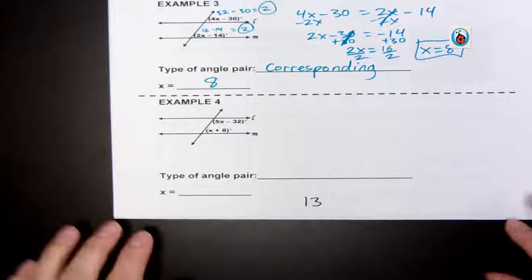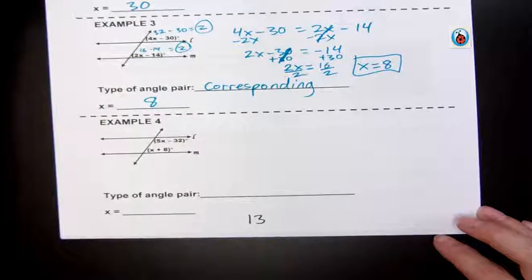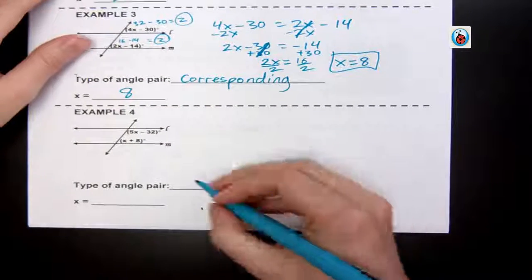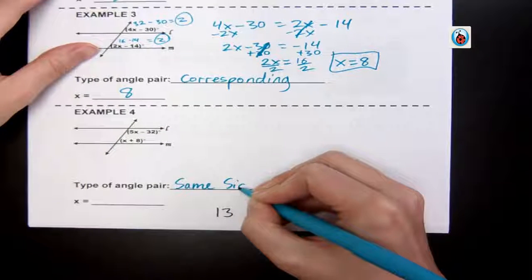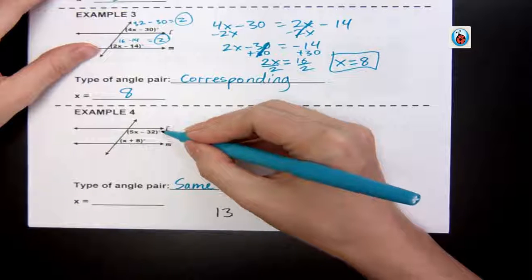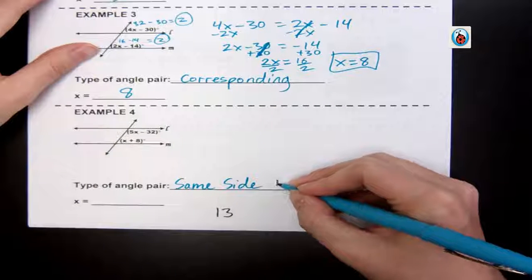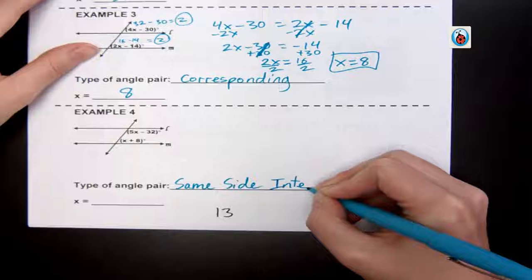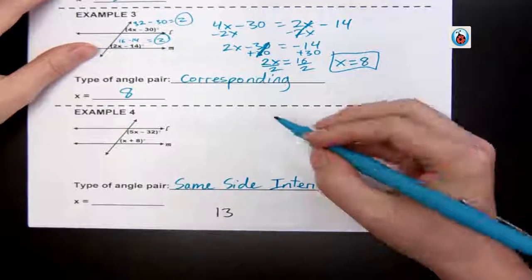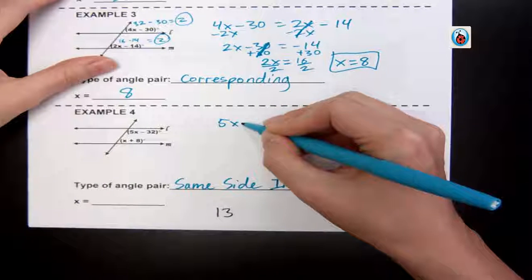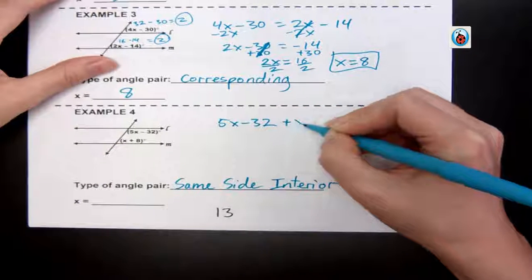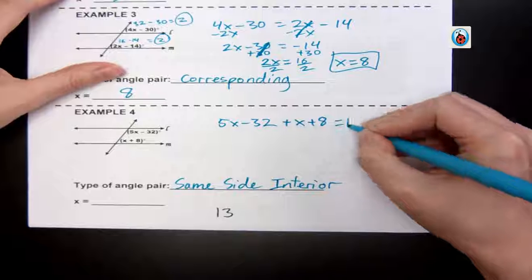Alright, and then see if you can name this angle pair. And so these are on the same side. And they're interior, they're in between those two lines. And so same side interior means they're supplementary. So now I add up 5x minus 32 plus x plus 8 equals 180.